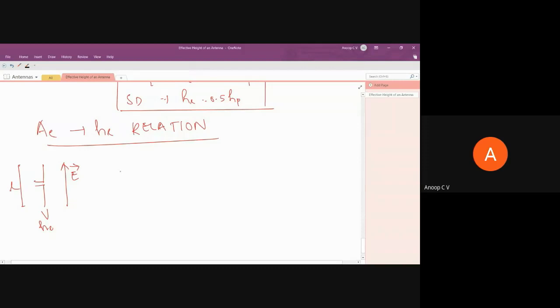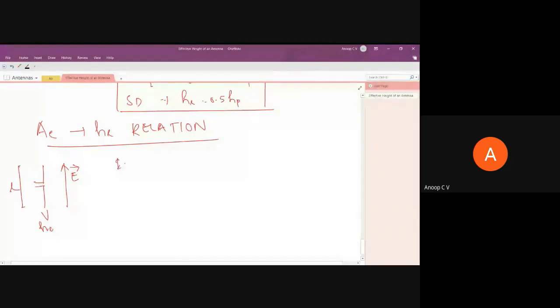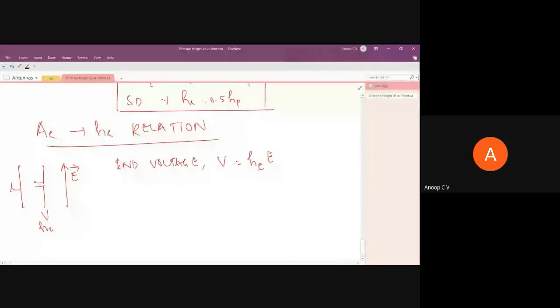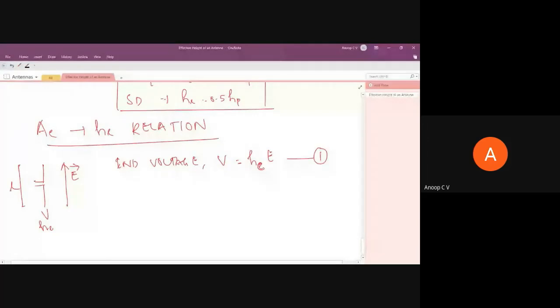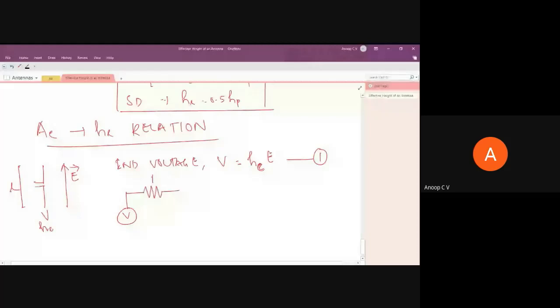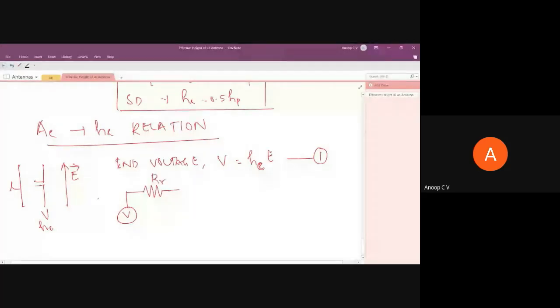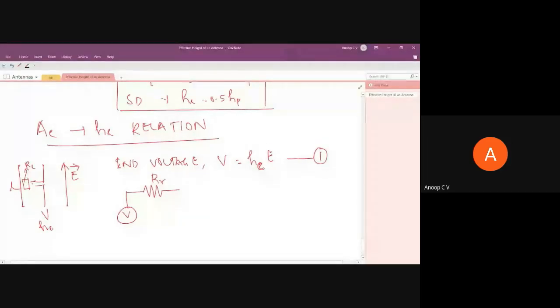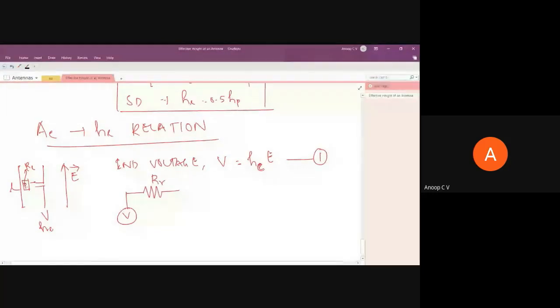So I can write induced voltage V is equal to HE into E, I'll call it equation number 1. Now, if this is the induced voltage, I'm considering this antenna as an equivalent circuit. I'm delivering this induced voltage to this antenna. This antenna has a radiation resistance RR, and it is connected to some load with load resistor RL. So this antenna is delivering power to some load. The power delivered to the load is what we have to find out.